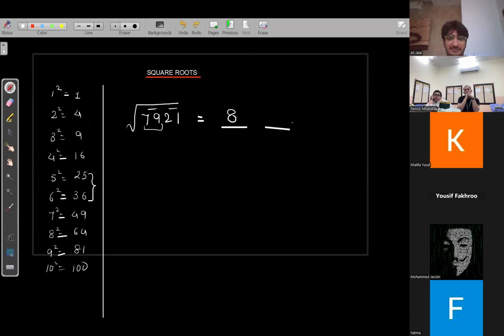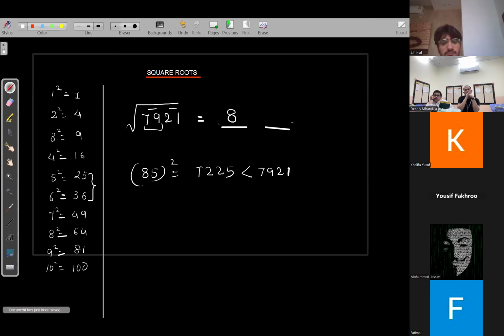So the moment you have a 8 there, how to do it super fast? The moment you have 8, think about 85. What is the square of 85? 7225. Correct? 7921 is greater than this number. So which number ends with 1? So that has to be 9 here. Correct? How many understood this?